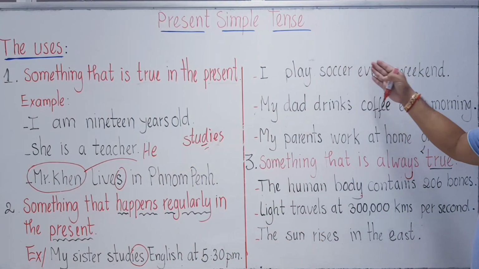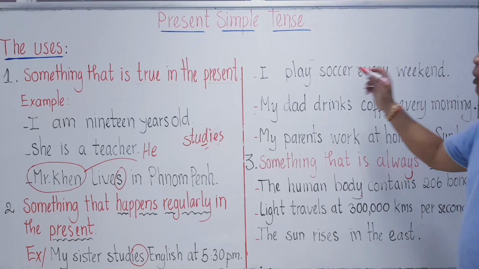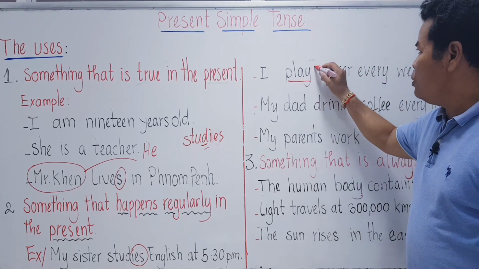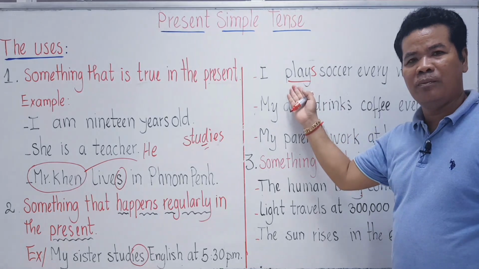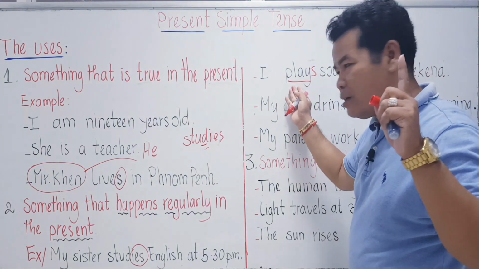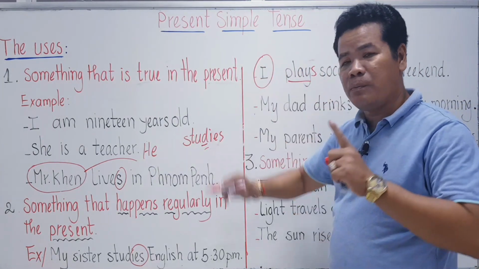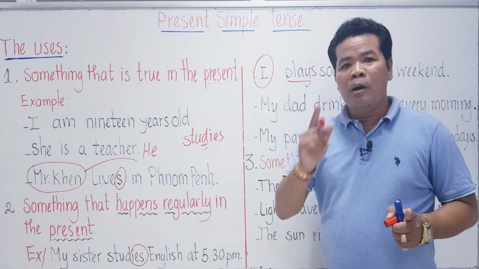I play soccer every weekend. Look at the word "play." Why don't we use S at the end of the verb? Look at the subject. I is not the third person singular.